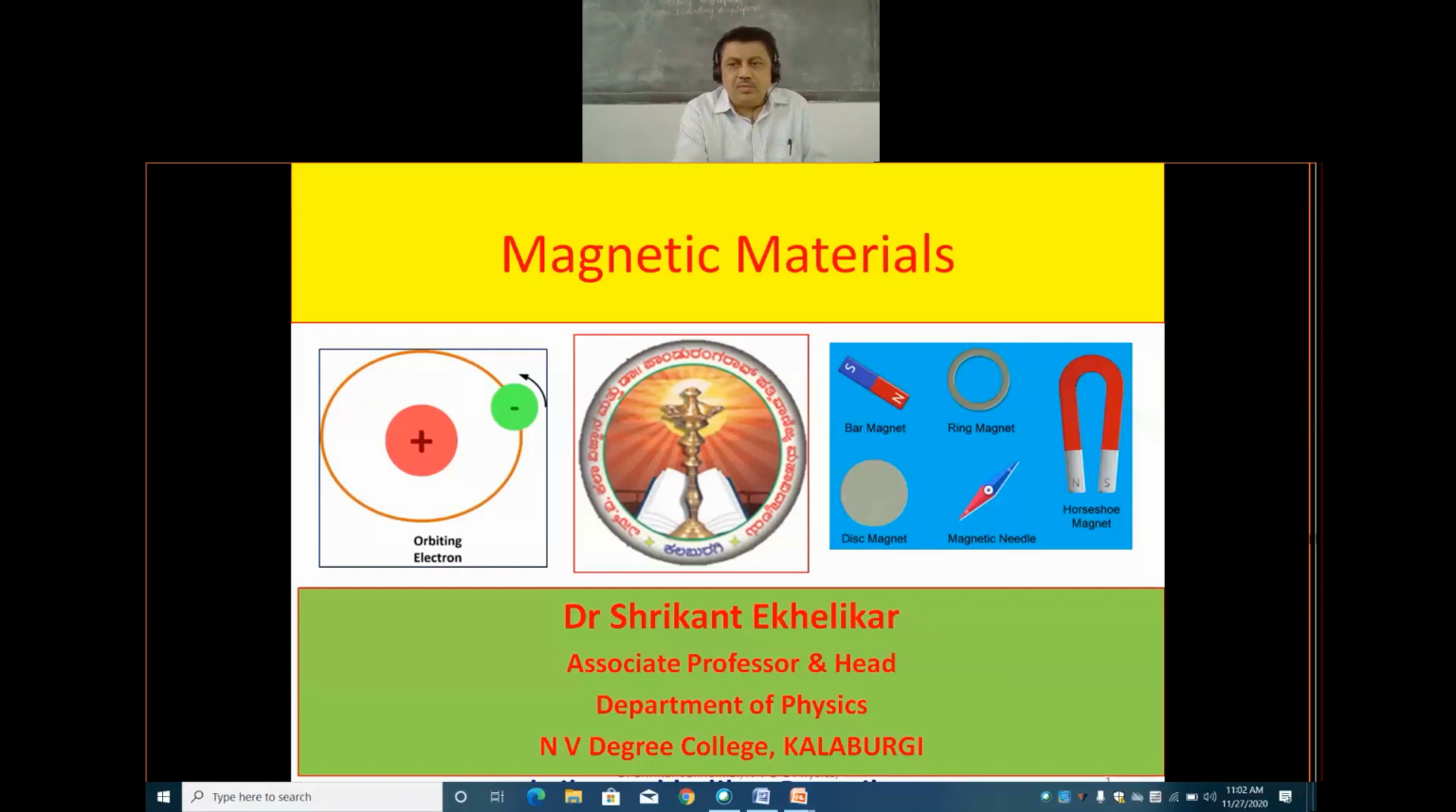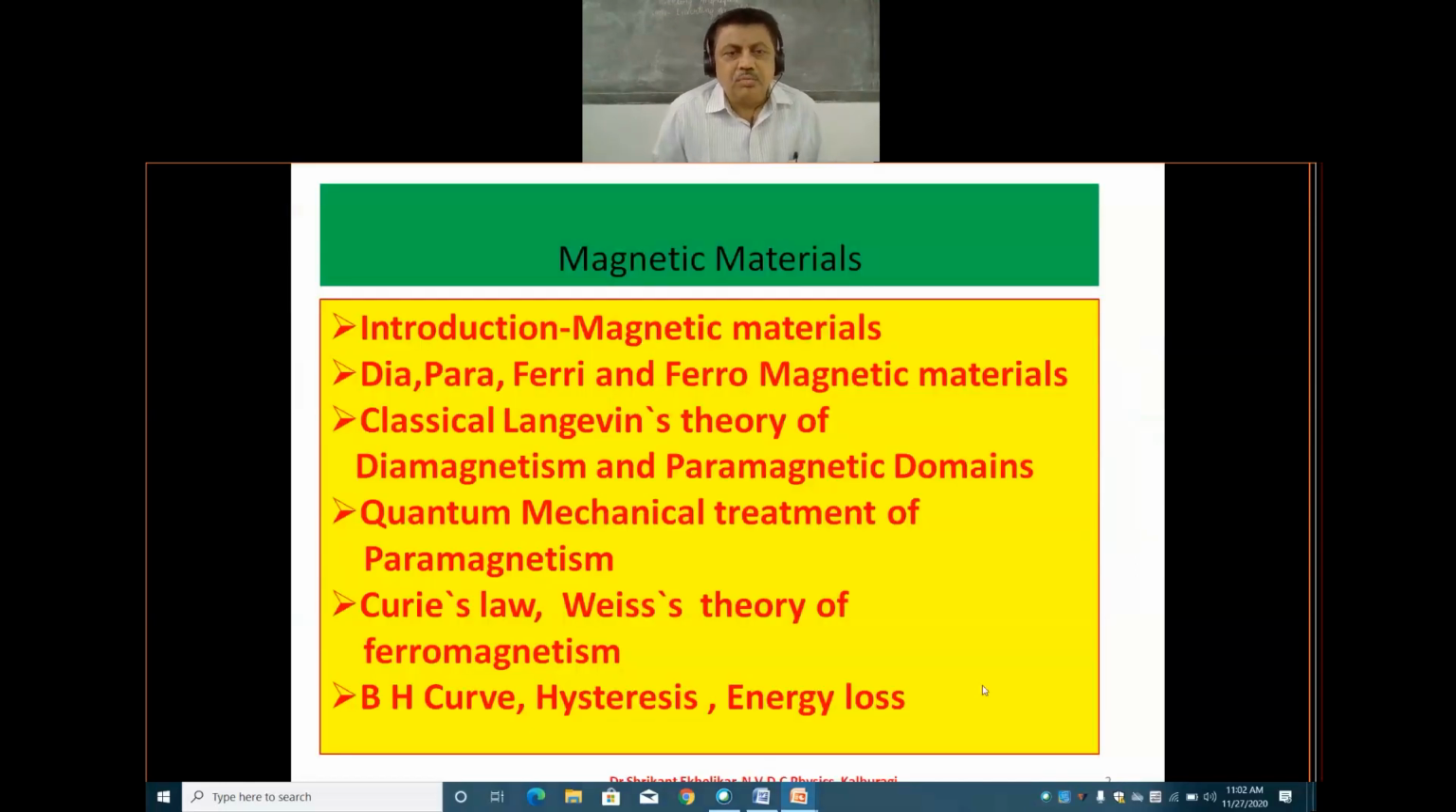Second lecture on magnetic materials. In the first lecture, we have seen the introduction to magnetic materials, and we have also seen the different types of magnetic materials, that is diamagnetic, paramagnetic, ferromagnetic, ferrimagnetic materials, and a comparison of dia, para and ferromagnetic materials and their important characteristics.